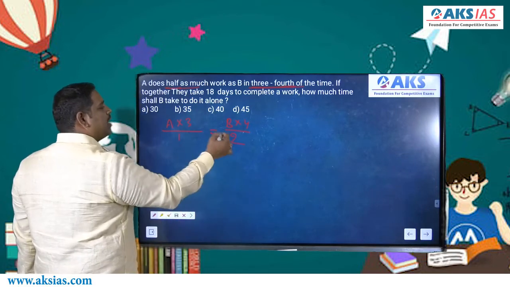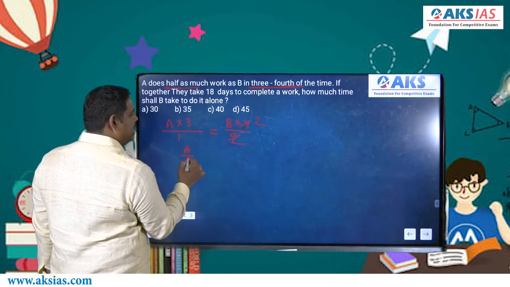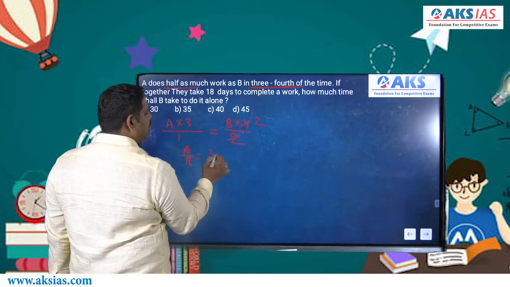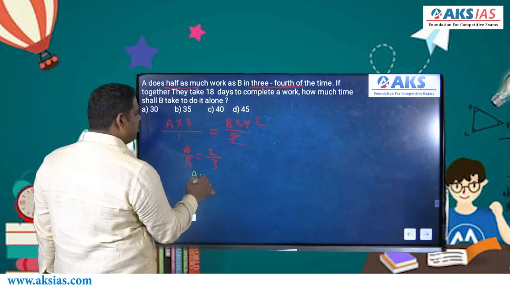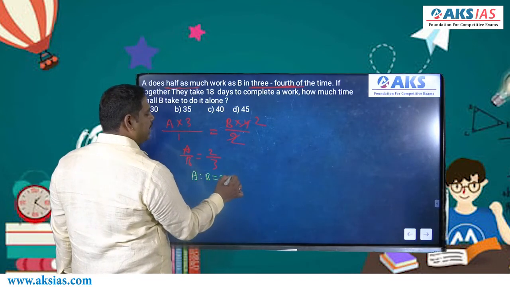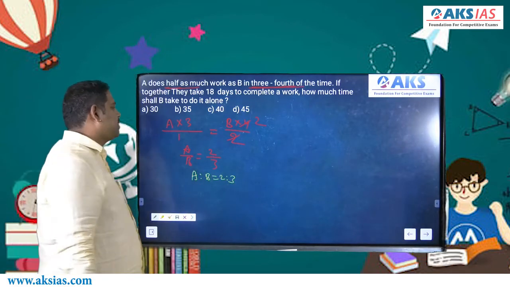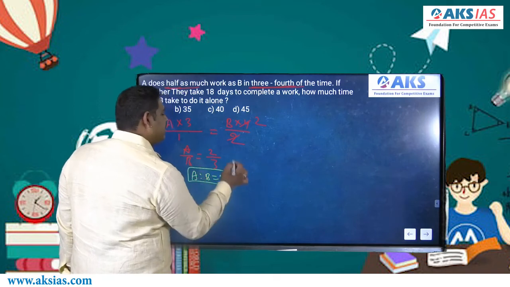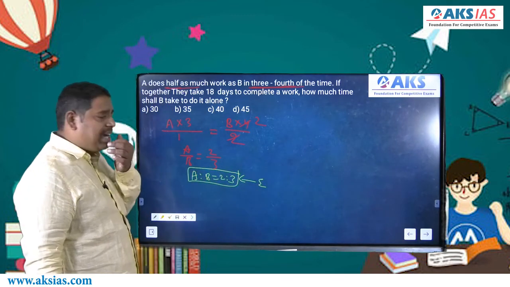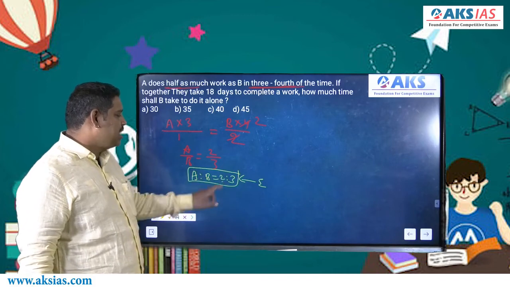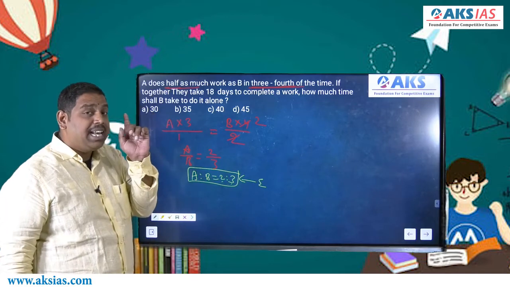Now you will directly get the relation between efficiency of A and B. A by B is equals to 2 by 3. That means their efficiency ratio A is to B is equals to 2 is to 3. This is their efficiencies ratio. That means in one day, A completes 2 units, B completes 3 units, together completes 5 units in one day.